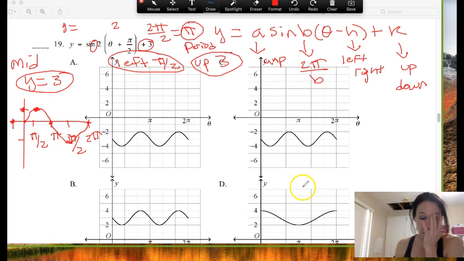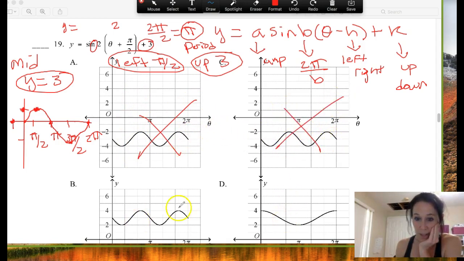We want to go up 3, so I know it's not this graph, it shifted down 3. It's not this graph, which looks identical to this graph, so another no-no. So it has to be one of these. I need a midline at y equals 3. This one has it.